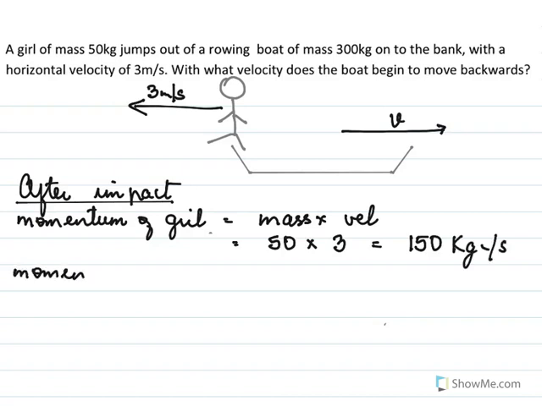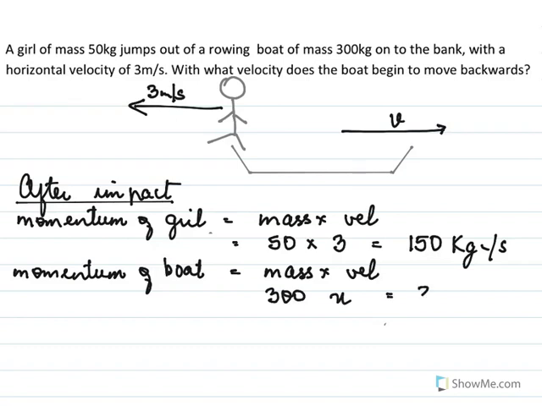We also have to find the momentum of the boat. Now the boat is going to move backwards. The momentum of the boat will be mass into velocity. Mass is 300 and the velocity we do not know. So we put it as x. So that will be 300x.